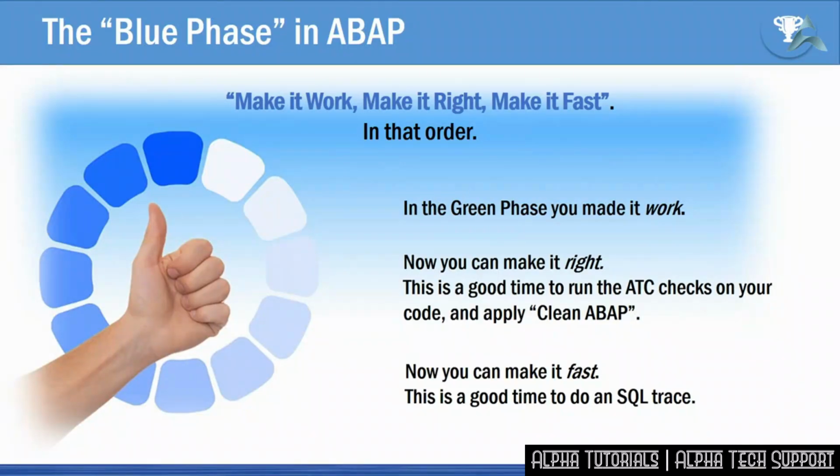As in the make it work, make it right, make it fast, in the blue phase, you can make the code fast. How do you do this? It's a good time to run the SQL trace via transaction ST05. That might not be possible. The application as a whole has to be in a state where it can actually be run and actually read the database. Once again, this is a step many programmers miss due to time pressure, and again, they live to regret it and have to go back once the code is in production, which is far too late, to investigate why it keeps timing out.